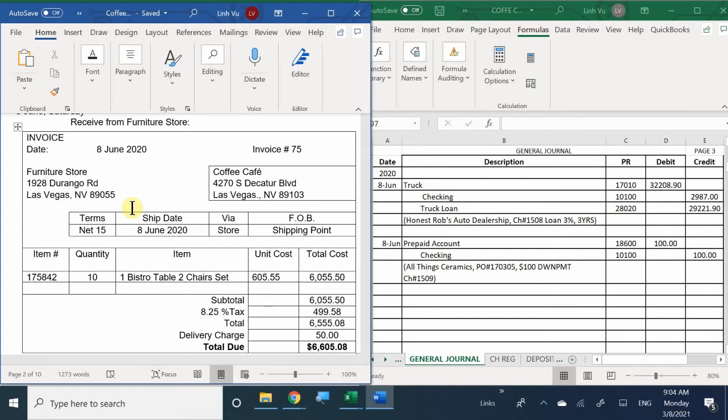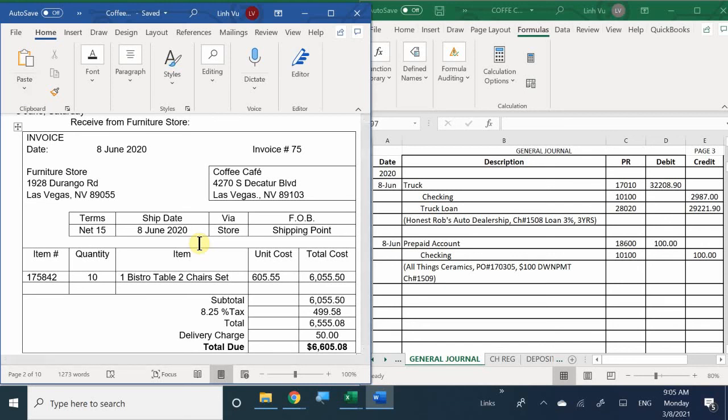We have the due date, we have the invoice date, we have the invoice number, and let's look here. We have a subtotal of $6,055, and we also got taxed for that because it's furniture. And then total is going to be now $6,555 plus the delivery charge because they charged us money. Okay, so we have a total of $50. They're so generous to us. So here, our total due is going to be $6,605.08.